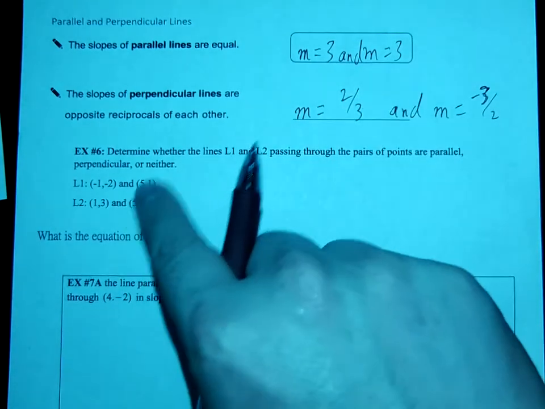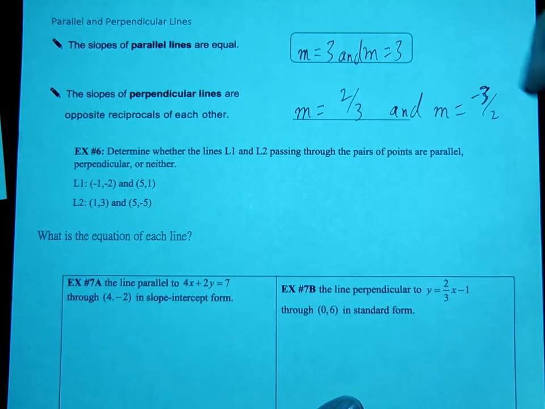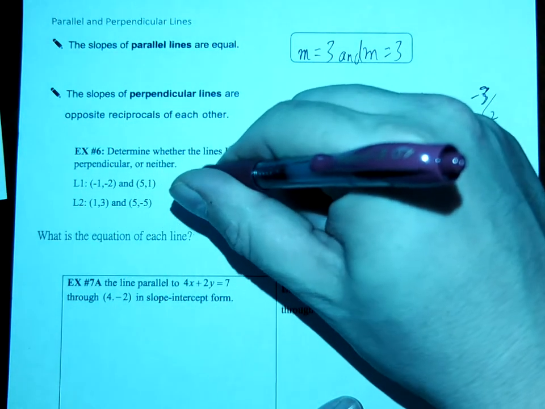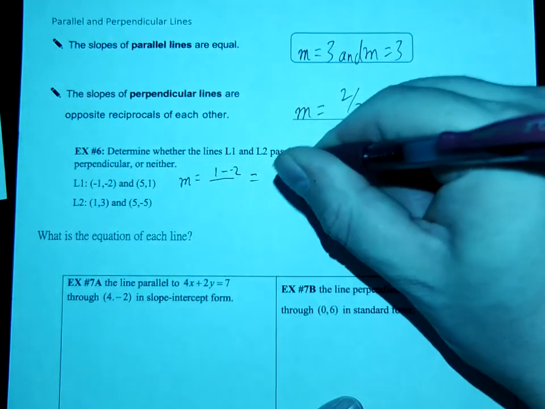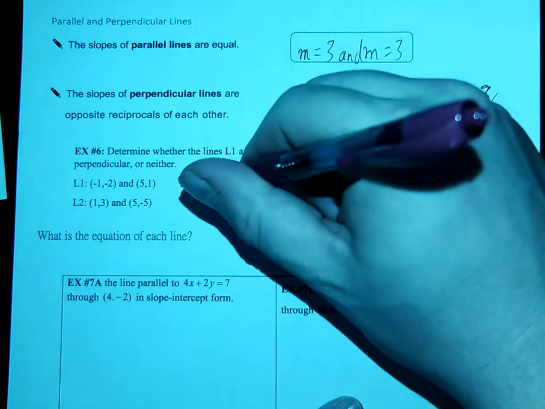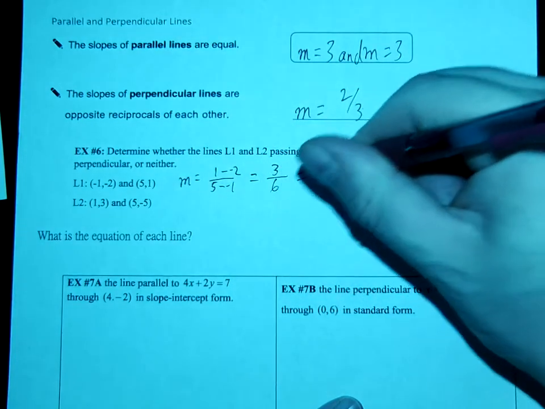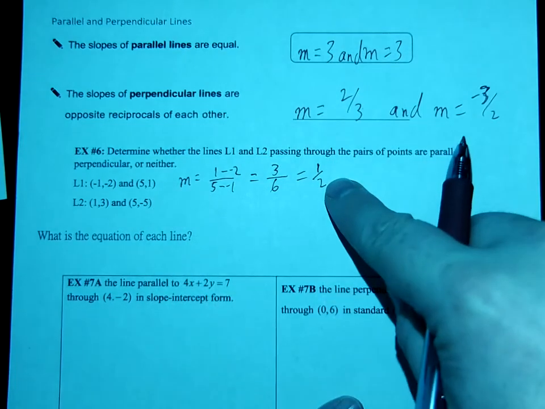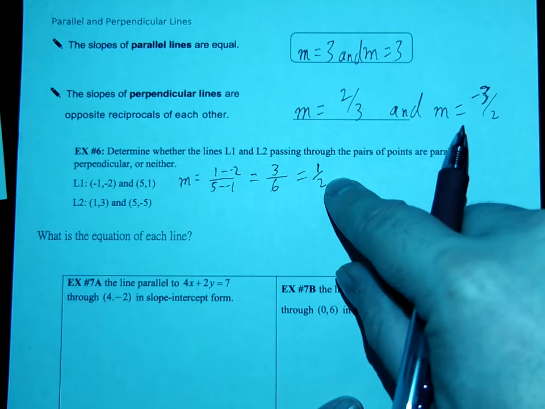Alright, so to determine whether these two lines are going to be perpendicular, parallel, or neither, you're going to need to find the slope for both. So for line 1, m is equal to 1 minus negative 2, that's going to be 3, over 5 minus negative 1, that's going to be 6. 3/6, which is 1/2. So what would the slope have to be on the second line to be perpendicular to this line? It would have to be negative 2 over 1.